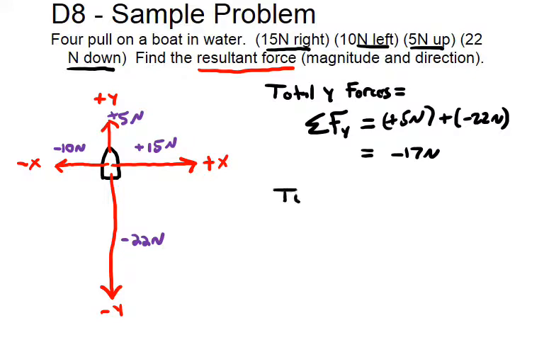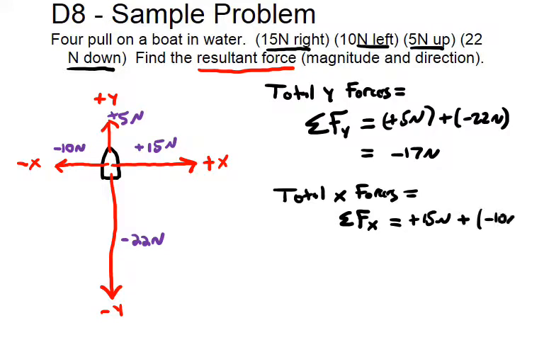And then we can do the total x forces, which would be the net force in the x, equals positive 15 plus negative 10, and we would have a net force of positive 5 newtons. So what we have is the total force in the y and the total force in the x, and we want to find the resultant. So what we're going to do is vector addition.